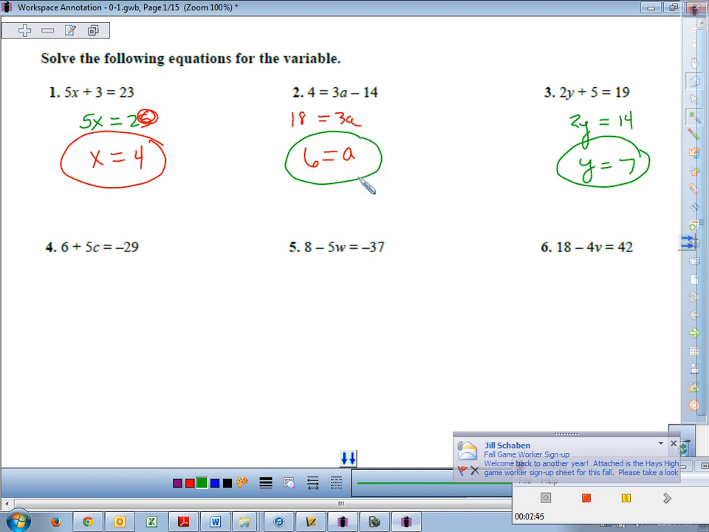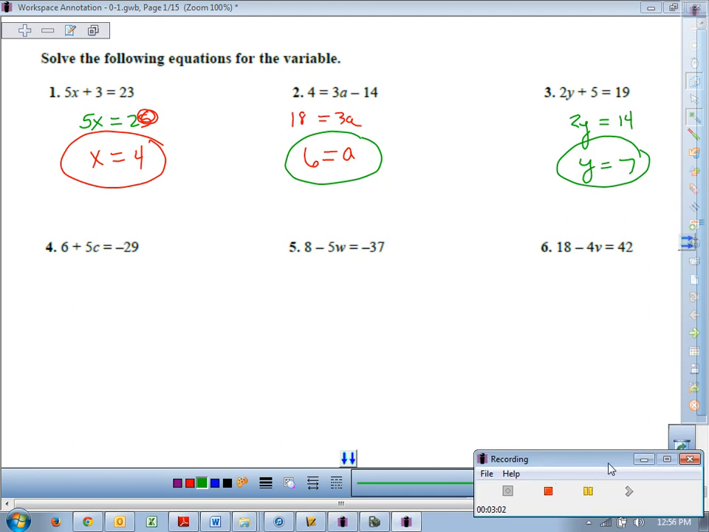Cool? Why don't you and your pal sitting next to you do number 4 for me. So please pause the video and get that done. Cool? So when we subtracted 6 from both sides, we got a negative 35. Then our final move is to divide by 5. And help me out, c is negative 7.